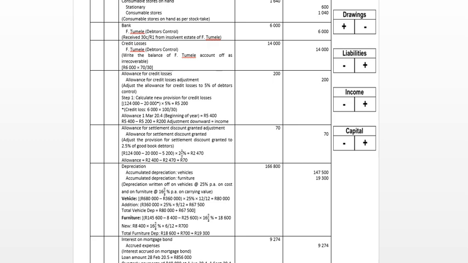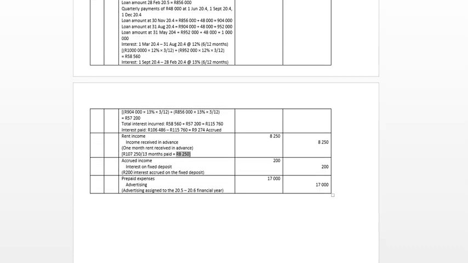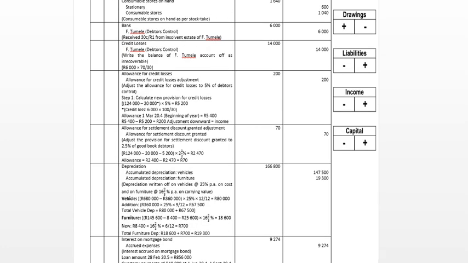So we need to take out anything which does not relate to the current financial year, or we need to add anything that still needs to be added to the current financial year. In this instance, we're going to take out our income. So our income has to decrease by 8,250 Rand. So we will debit our rental income account, and then we're going to credit our income received in advance, which is a liability to you. And liabilities increase on the credit side.